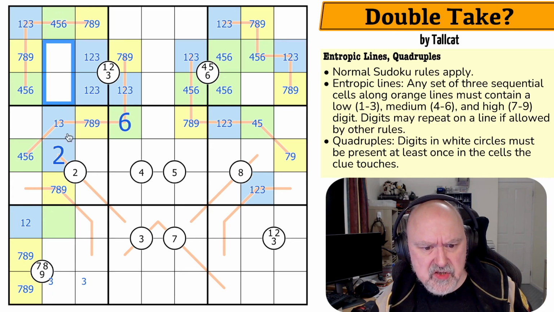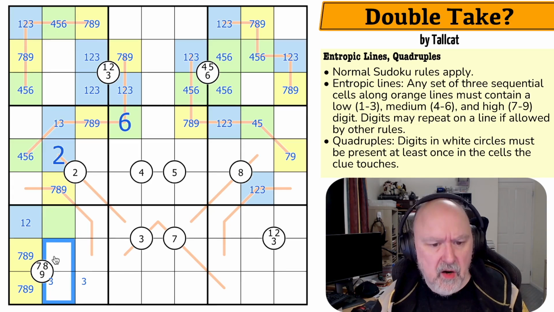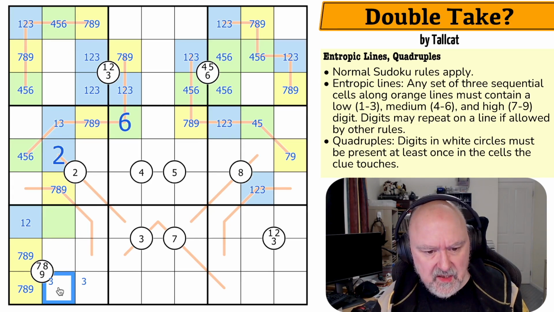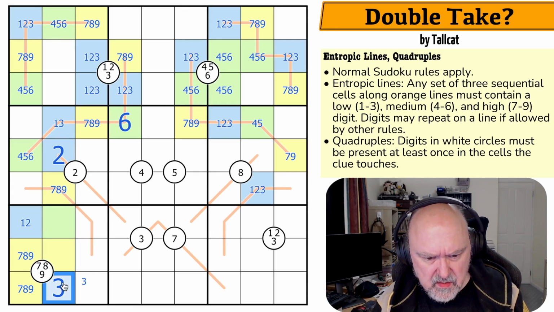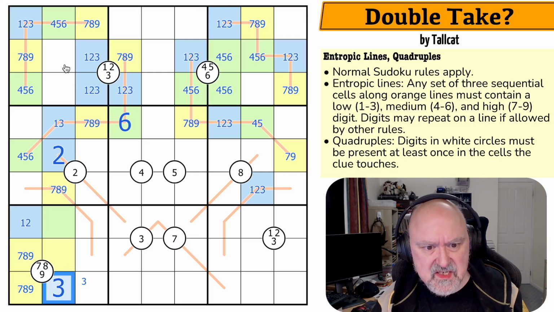So this, and there's a medium in here. So that's 1, 2, 3. This is a low. Right, this is a low and a high. So this is the 3. This is a 3 and this is a high digit, because I have to put a low down here to complete it. Because this is a medium and a high, this has to be the low. Right, that's the order of that.